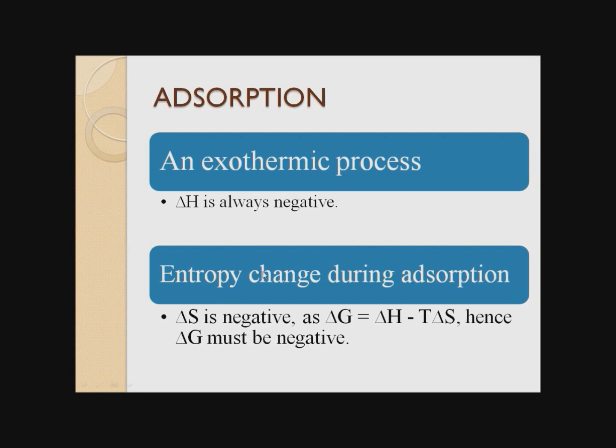Entropy change during adsorption. As the molecules of the adsorbate are held on the surface of the solid adsorbent, entropy decreases. That is, delta S is also negative. As delta G is equal to delta H minus T delta S, hence for the process of adsorption to occur, delta G must be negative. As delta S is negative, delta G can be negative only if delta H is negative and delta H is greater than T delta S.